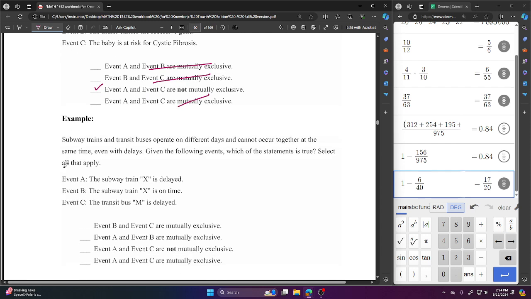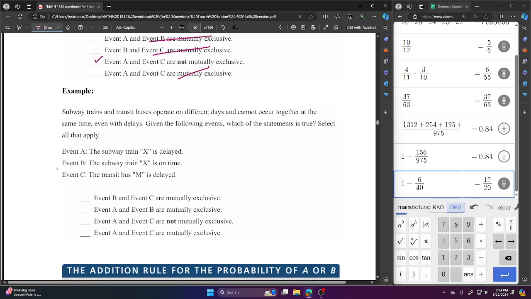Keep cruising. Subway trains and transit buses operate on different days and cannot occur together at the same time. Cannot occur at the same time. Do you see that? Okay. So then, a train X is delayed, subway train is on time, and then the transit bus is delayed. Okay, so B and C are mutually exclusive. Yep, I'm sorry, I did the wrong one there.